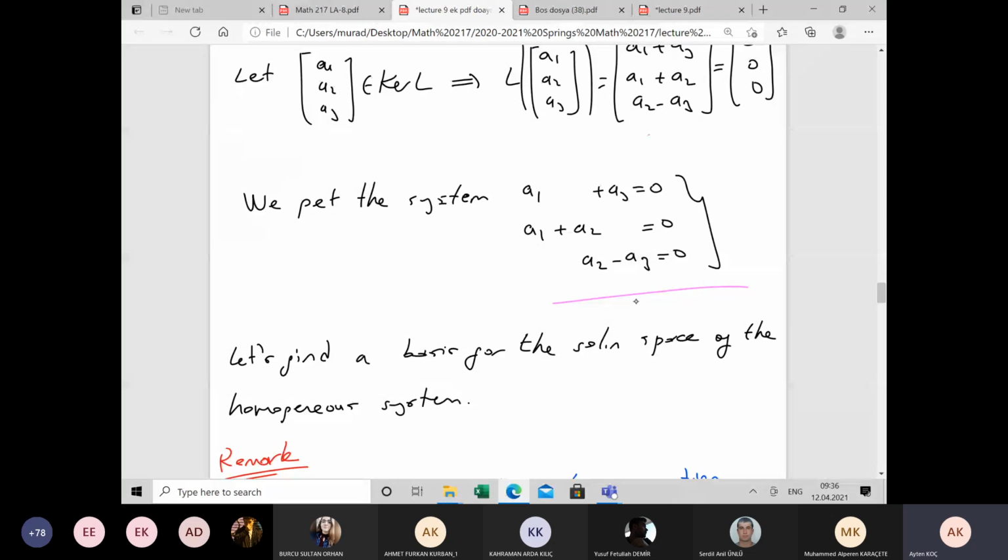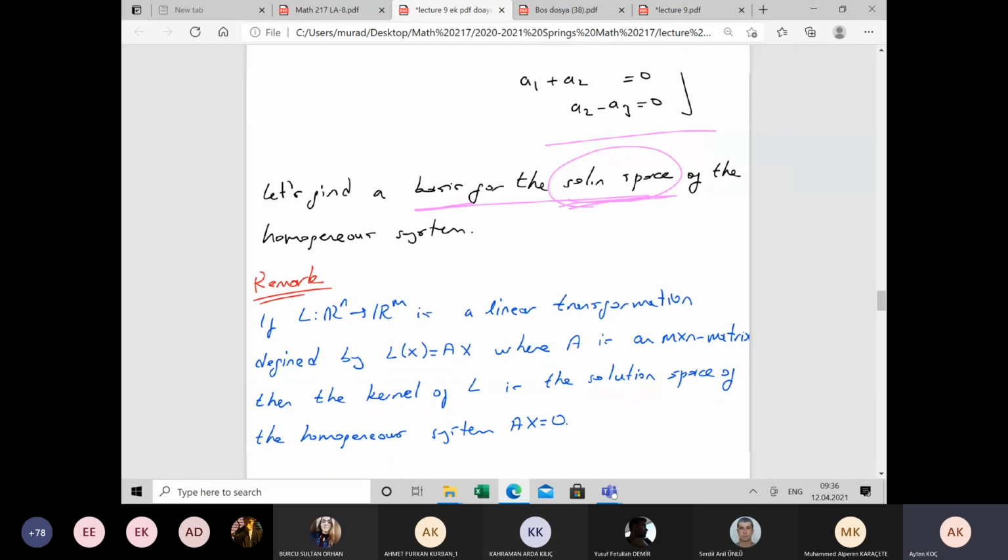Our aim is to solve this, and this gives the solutions. Write the solution space. The solution space gives the elements of the kernel. So the solution space is the kernel, and our aim is to find the basis for the solution space. Let's give this remark. It is important: take L a linear transformation defined by L of x equals A times x, where A is an m by n matrix.